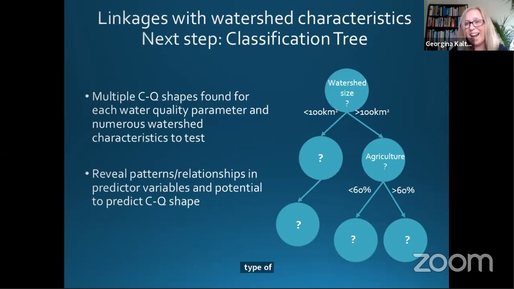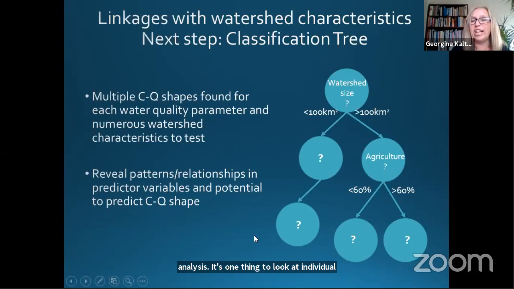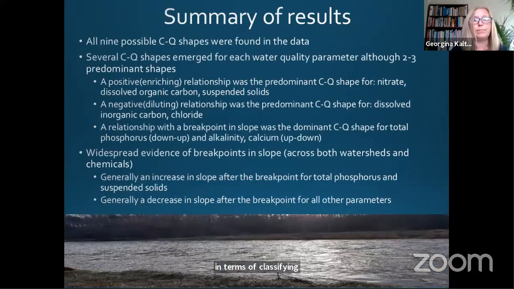So this diagram is just for illustrative purposes. These are not actual results, but just showing you some of the decisions that the classification tree might be making: determining which of the watershed characteristics might be the most important in terms of classifying and predicting the CQ shape, looking at the different splits between these variables, and ideally coming up with a combination of watershed characteristics and criteria that would predict the CQ shape for each parameter.